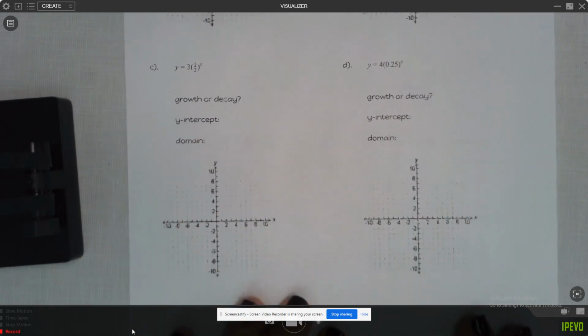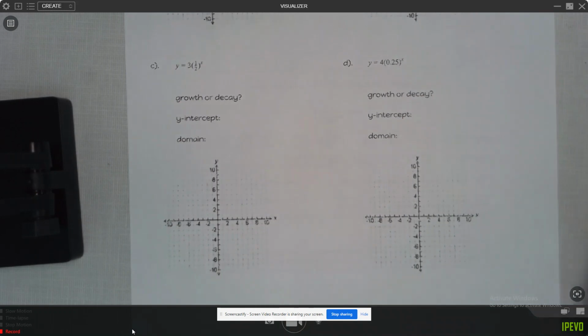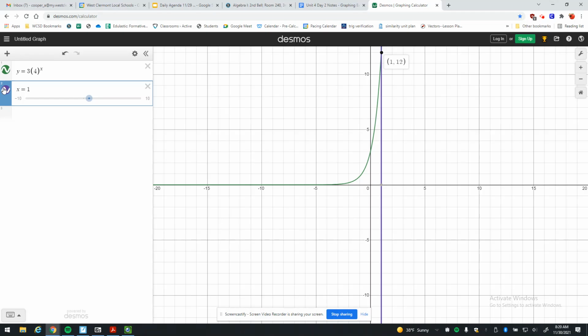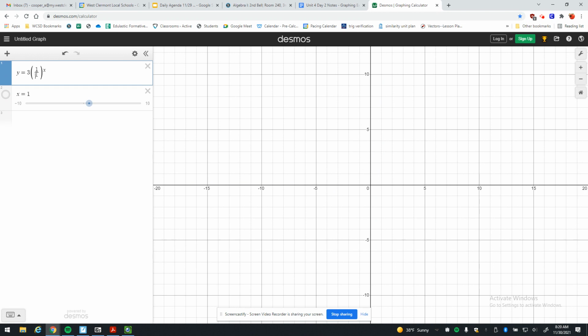All right, we ready? C, I want to graph it. What's the first thing I'm going to do, ladies and gentlemen? Put it into Desmos. Okay, let's talk about this. Once you put it in Desmos, make sure yours matches mine. Is it growth or decay? It's decay. Does everybody agree it's decay? It's that L shape. So what should we do on our note paper? Circle decay.